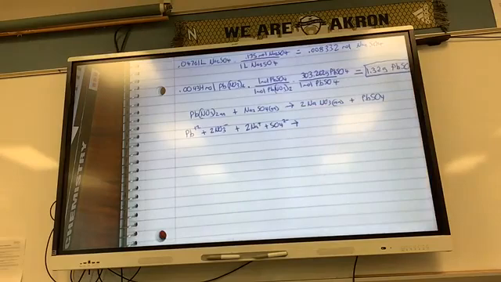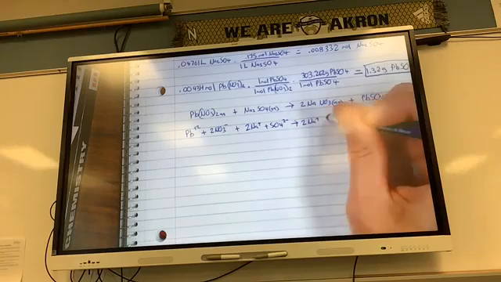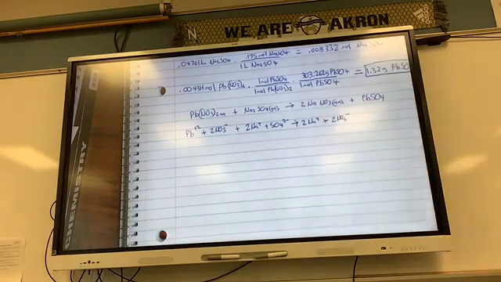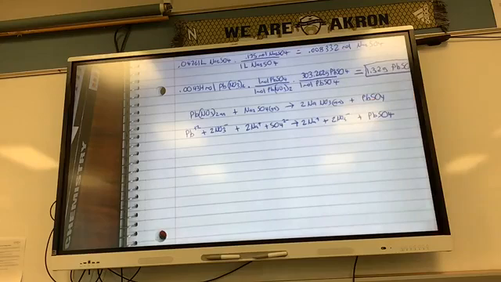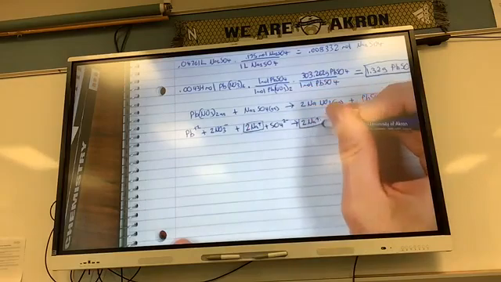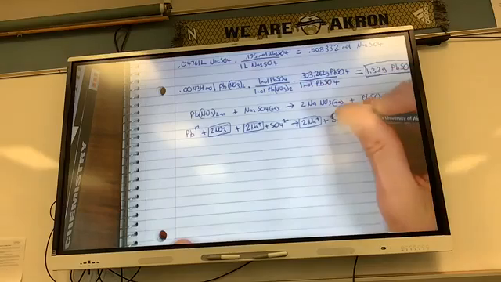Gives me 2 Na plus, 2 NO3 minus, because we know that 2 distributes to everything, yes, plus PbSO4. I need to now find what are my spectators. So my spectators are 2Na and 2NO3.